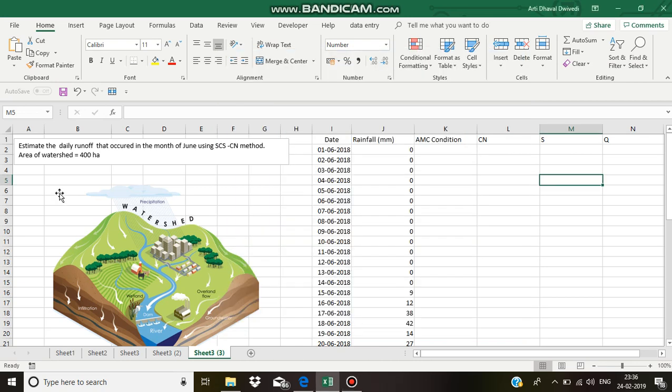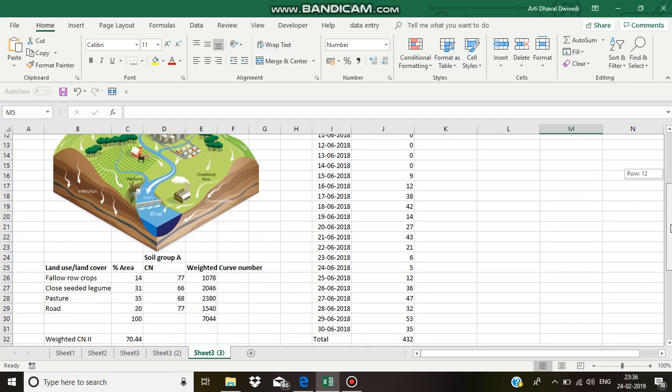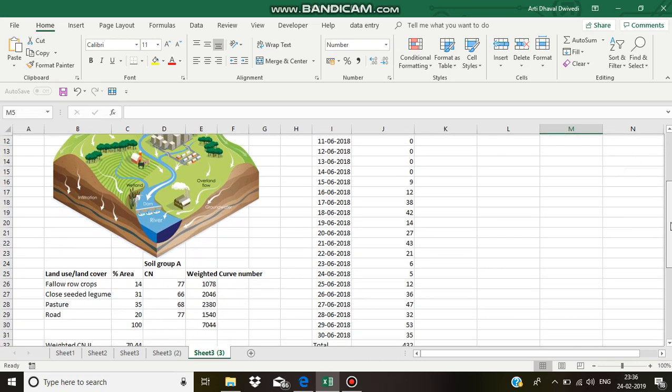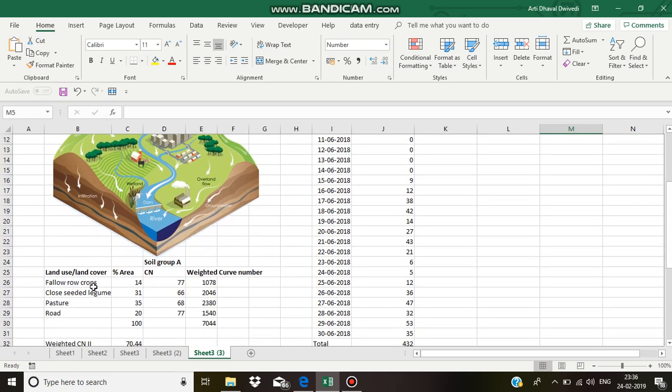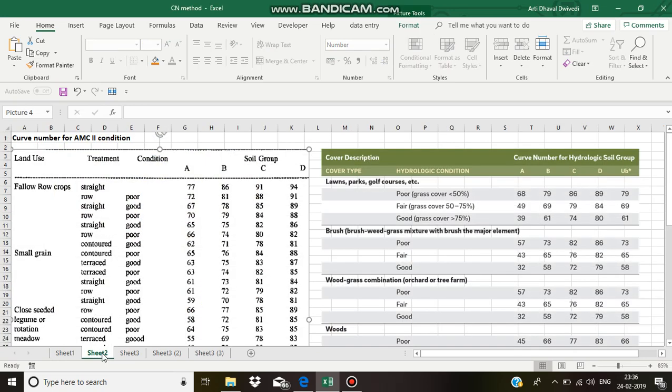Estimate the daily runoff that occurred in the month of June using the SCS Curve Number method. The area of the watershed is 400 hectares. This watershed comprises different land use and land cover: fallow row crops, close seeded legume, pasture, and road. We can obtain the appropriate values of curve number from the standard tables.